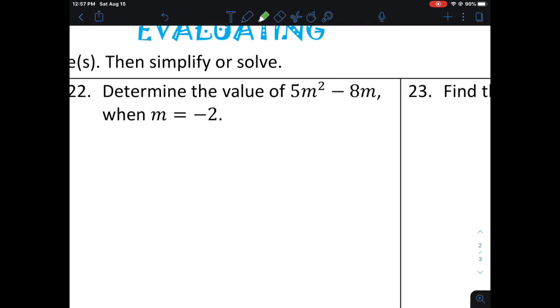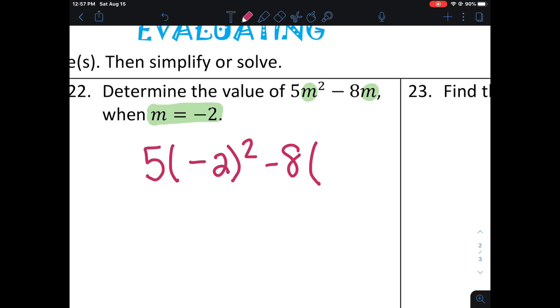Determine the value of 5m squared minus 8m when m equals negative 2. M is negative 2. I'm going to plug it right in for these m's right here. Okay, 5. I'm going to use parentheses. Negative 2 squared. Don't forget your squared. Minus 8 times negative 2. And now I can just simplify.